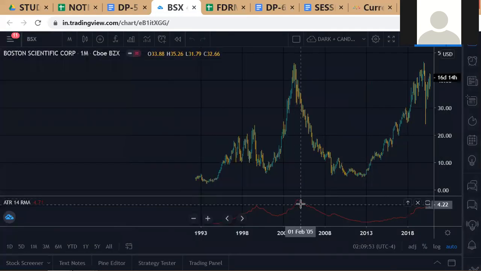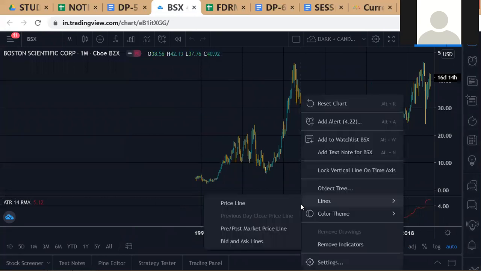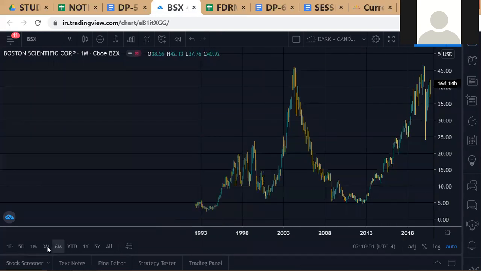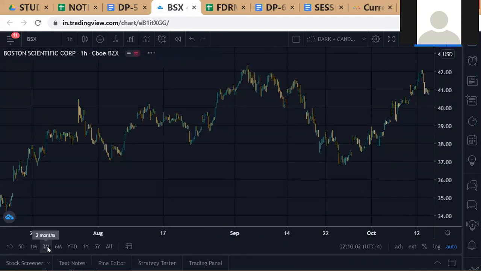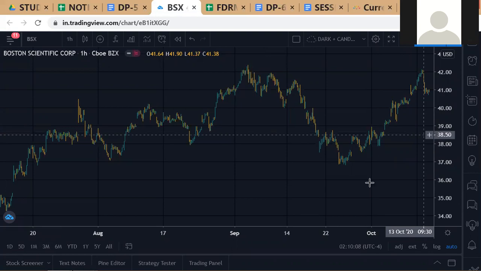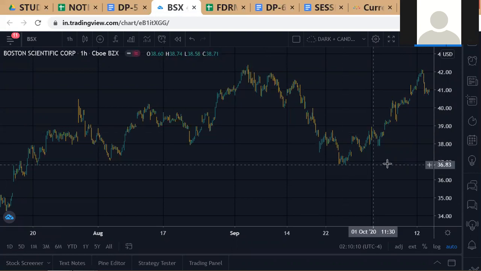This is an average true range indicator. Just remove this indicator, all right. Okay, so let's say that I'm going long BSX at 41, and I want to put a stop at 37. So if the market drops below 37, I want to exit my position.